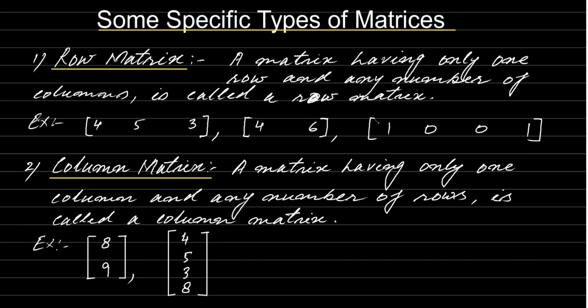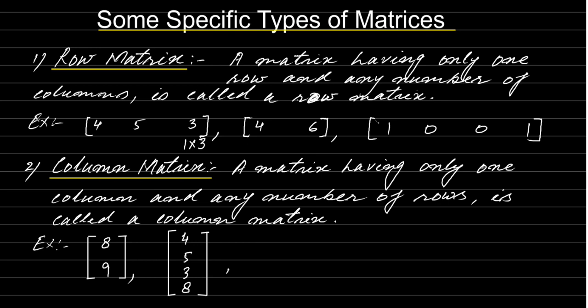Four, 5, 3, 8 is one column in this matrix and 4 rows. So this is also another column matrix. In this example, there is only one row and three columns. So its order will be 1 by 3. This is a 1 by 3 matrix.